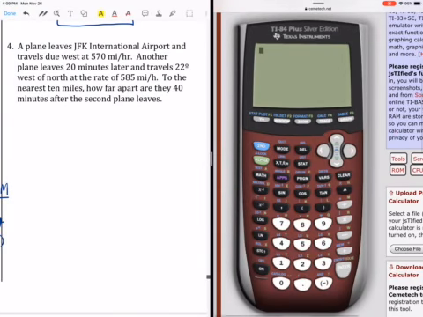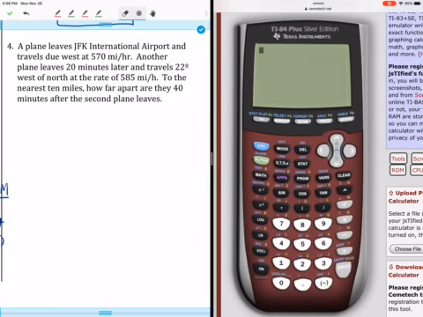All right, so this next one is a little bit trickier just based on the wording. A plane leaves JFK International Airport and travels due west at 570 miles per hour. Another plane leaves 20 minutes later and travels 22 degrees west of north at a rate of 585 miles per hour. To the nearest 10 miles, how far apart are they 40 minutes after the second plane leaves?